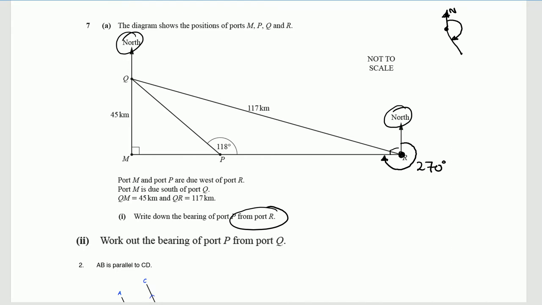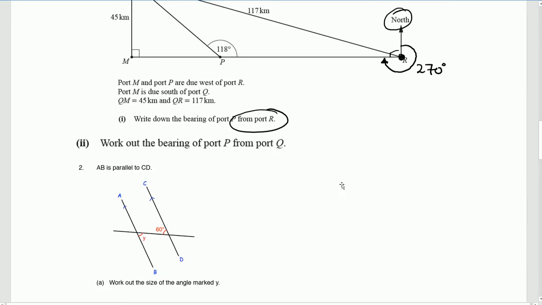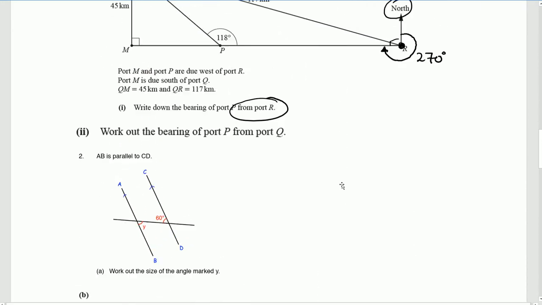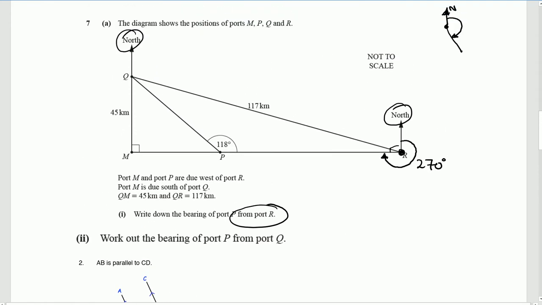This is part of a larger question that then goes on to ask some trigonometry and things like this, but for right now, that's all we need to do. I want to work out, oh no, there's more. I want to work out the bearing of port P from port Q. So now, over here, from port Q means I want to work out what this angle is over here. Okay? Now, in order to do this question, we're going to need to work out some extra bits and pieces.